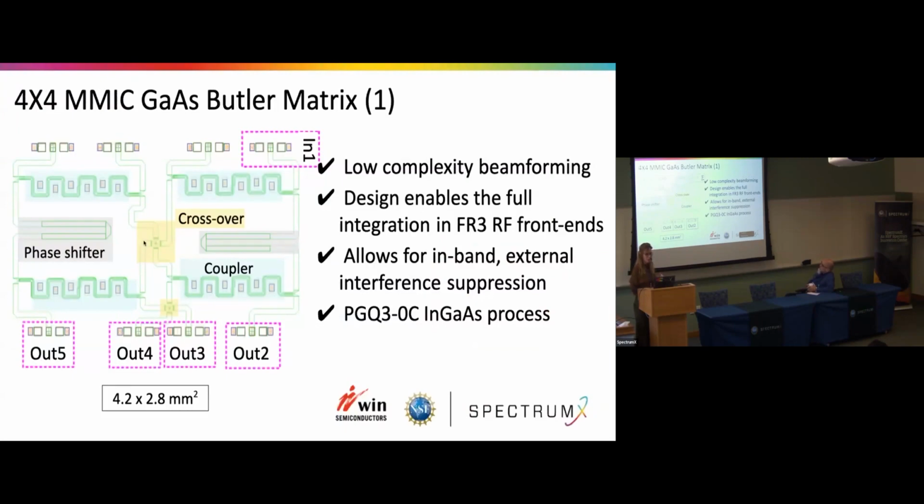So here you have the first taped out structure that's a Butler matrix. What you see here is, as you select one of those inputs, you have the 4 outputs that will impinge some progressive phase shift, and with that you can create or adjust some nulls or increase the gain towards some direction. This was taped out in the PQG03 GaAs process.